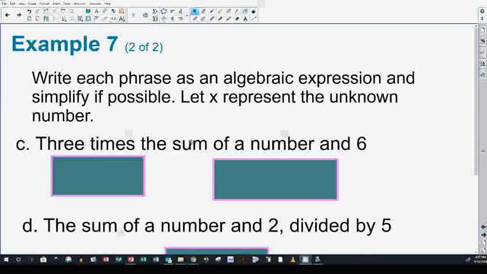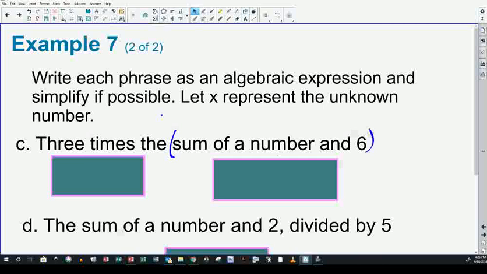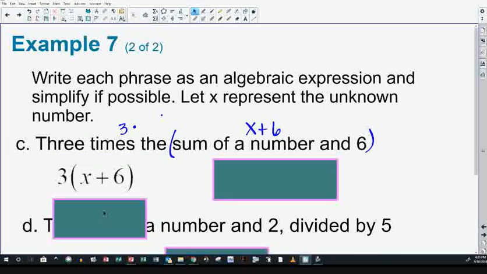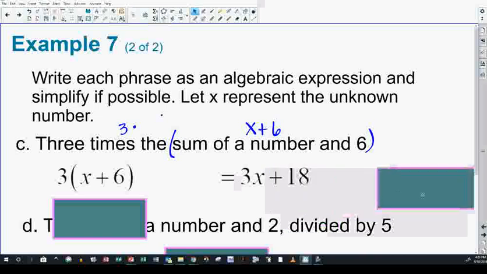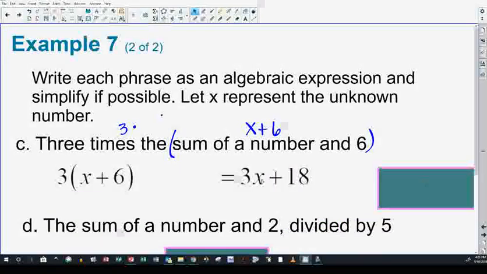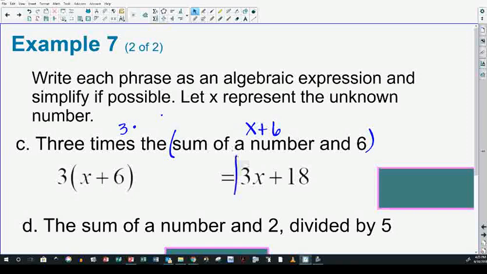So 3 times the sum of a number and 6. Since I have the sum of a number and 6, that is x plus 6. And then 3 times that. So you're going to wind up with 3 times x plus 6. And then if you distribute that, 3x plus 18. So this would be your final answer after distributing the 3.